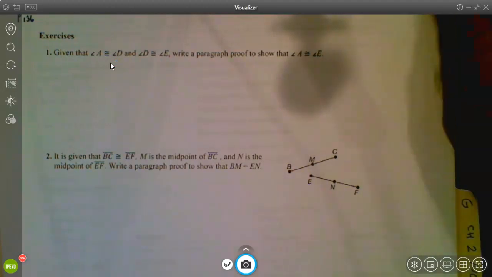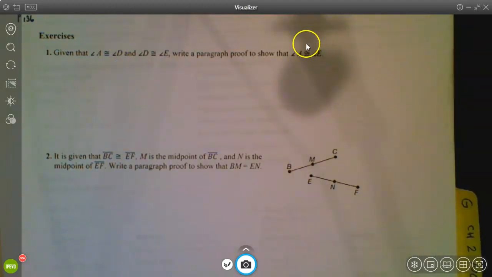So let's just talk about this first. Here's my given. This is my if. This is my then. So this is the given information that we need to start with. This is the conclusion that we need to end with. And we need to use some geometry reasons in between to get to this. So here's what we know. We know that angle A is congruent to angle D. We know that angle D is congruent to angle E. Therefore, here's what we are trying to prove. We're going to prove that angle A is congruent to angle E.